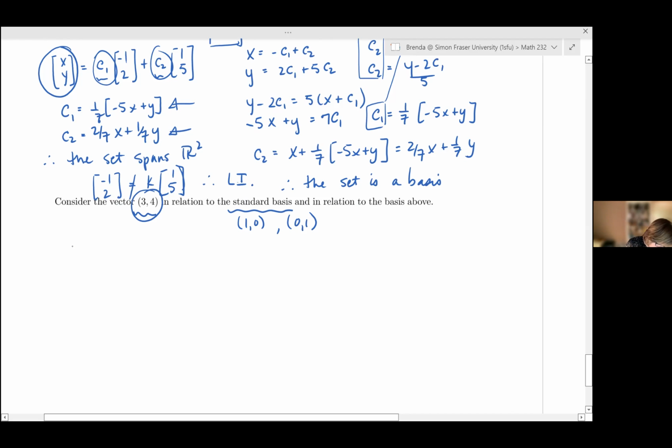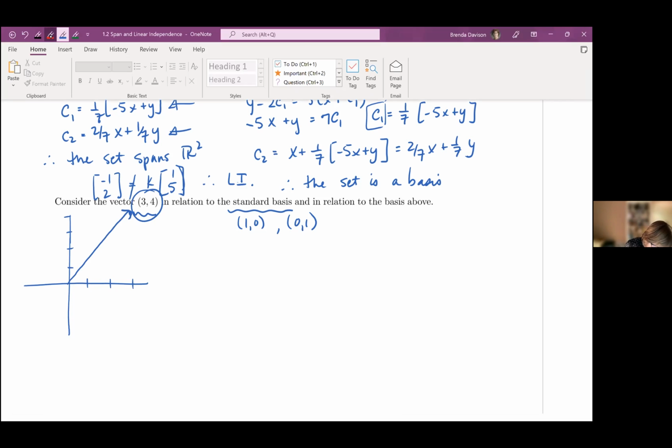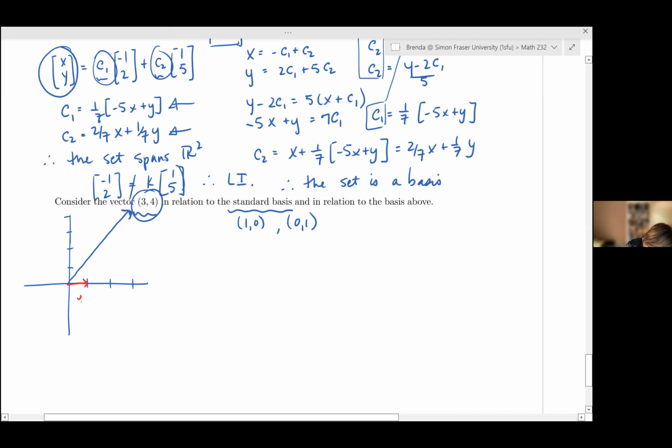Okay, so let's just draw a picture. We are at the vector 3, 4. So we're here, 1, 2, 3, and 1, 2, 3, 4. So here it is right here. Okay, there it is, 3, 4. Now I'm going to add to this axis here the standard basis vectors. There's E1, that's this guy here, and then here is E2.